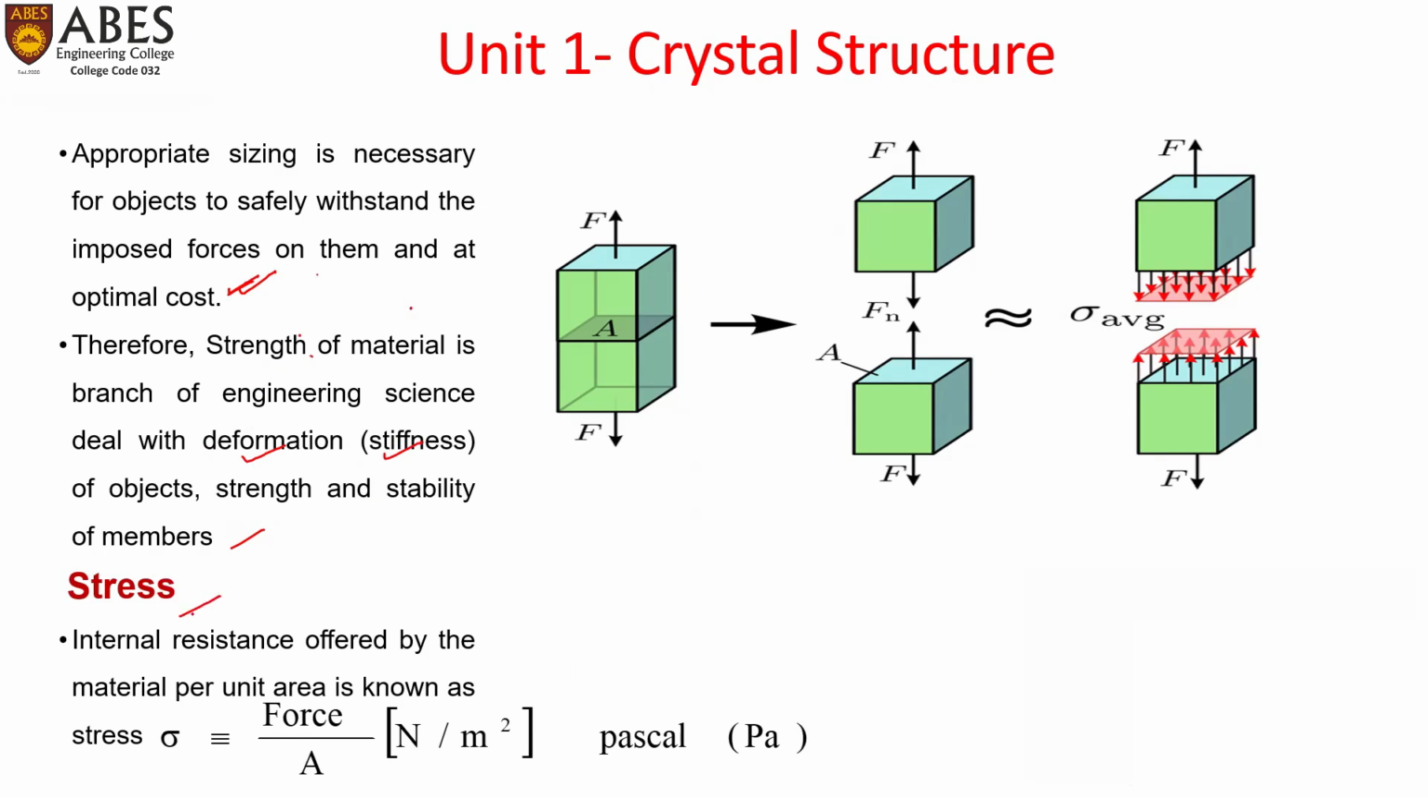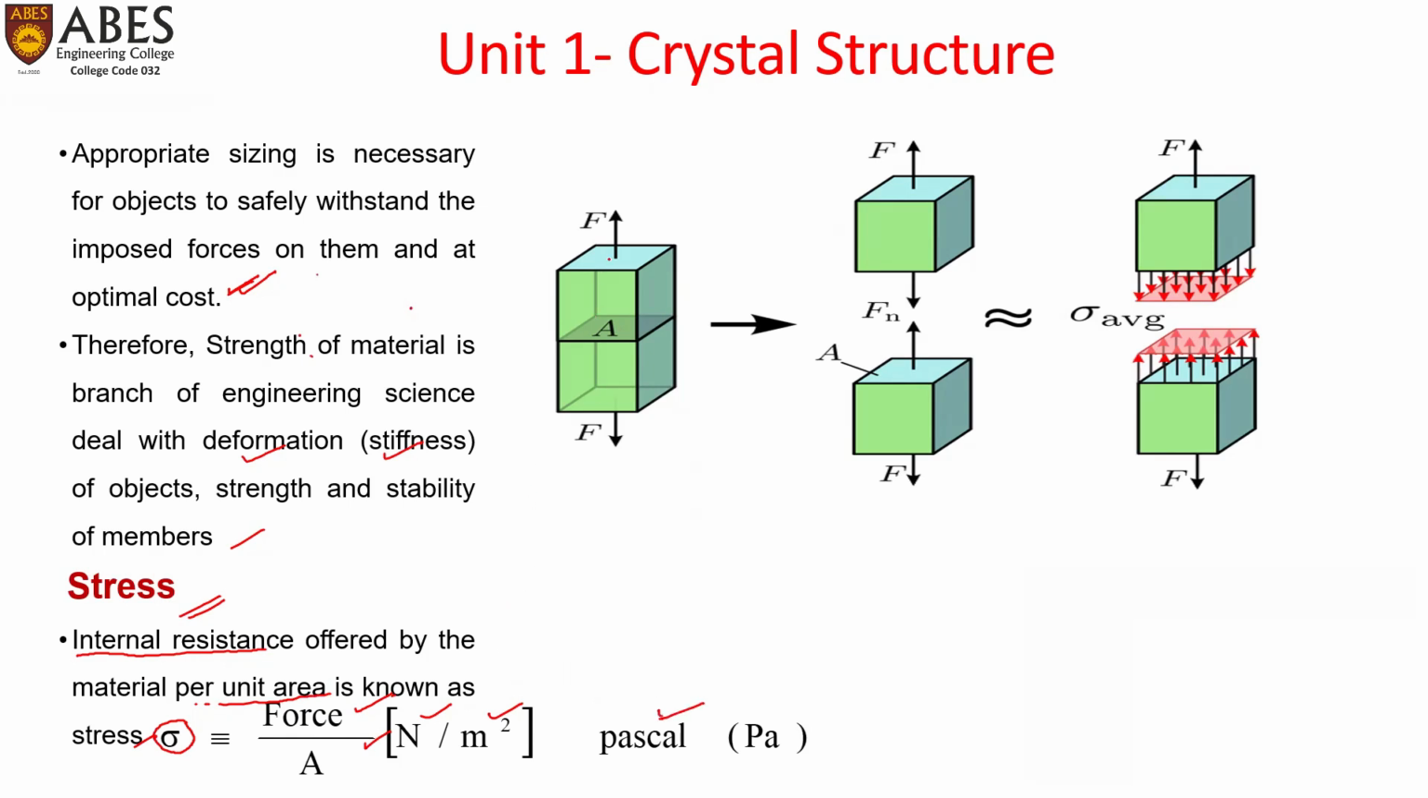Coming on to stress, what is stress and what is strain? When we discuss the strength of material, stress and strain play very important roles. So stress is internal resistance. It is the internal resistance of a body offered by the material per unit area. This is considered as stress. This stress is denoted by sigma, and we can write it as force per unit area of cross section, having the unit Newton for force and meter square for area. Also Pascal, which is the unit of stress.